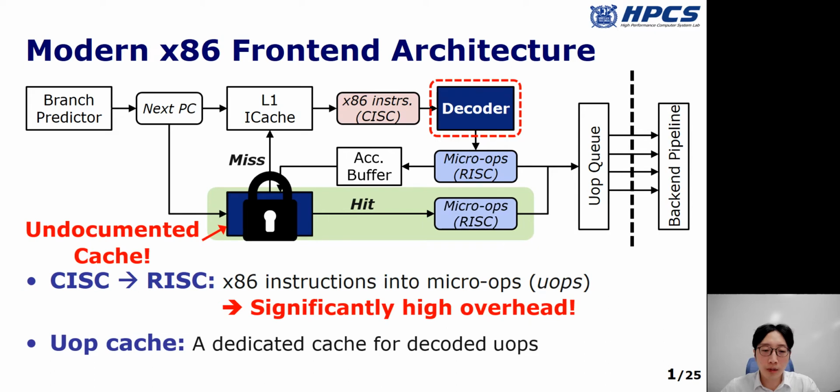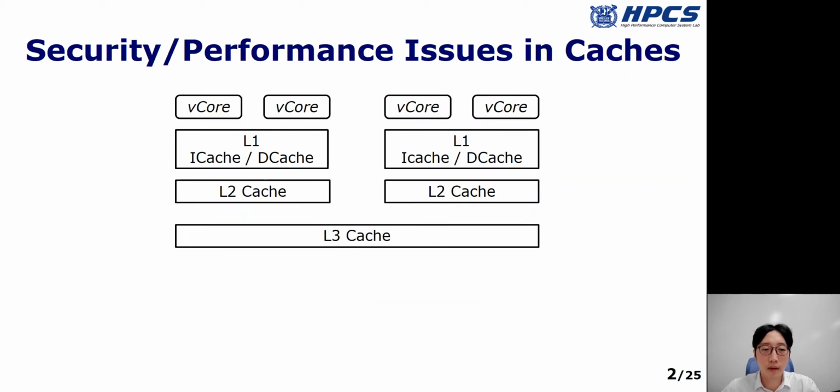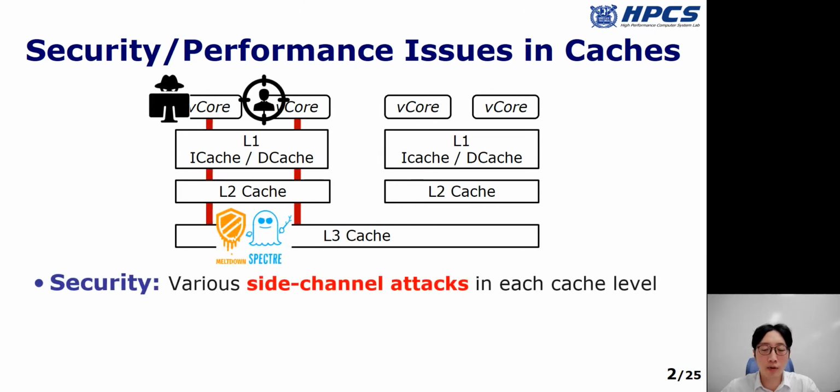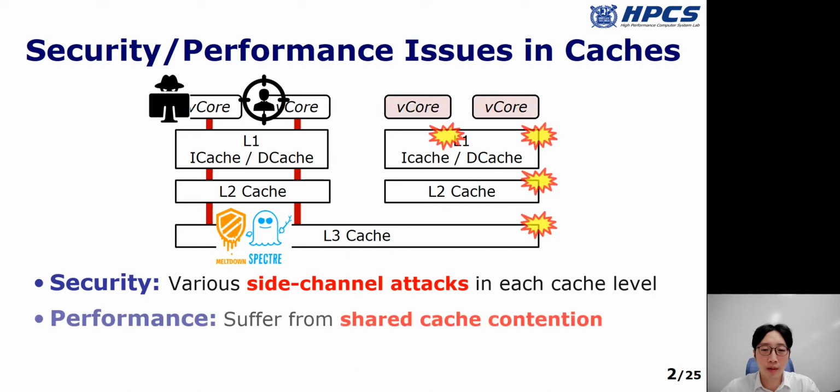However, different from the typical CPU caches, the microop cache's details are not disclosed to the public. Therefore, it is difficult to understand the microop cache's internal architecture. Before describing the microop cache's internal details, I will introduce the security and performance issues in CPU caches. First, typical CPU caches, for example L1, L2, L3 caches, are vulnerable to various cache side channel attacks. The attackers can steal sensitive information through CPU caches. In addition to security issue, CPU caches are basically shared resources, therefore they suffer from severe cache contention.